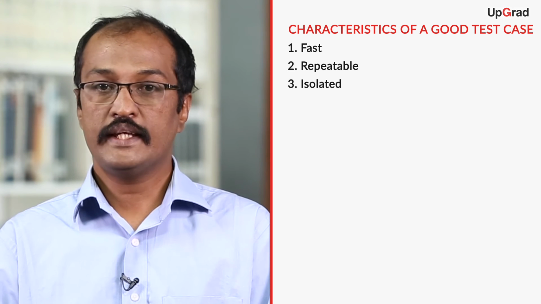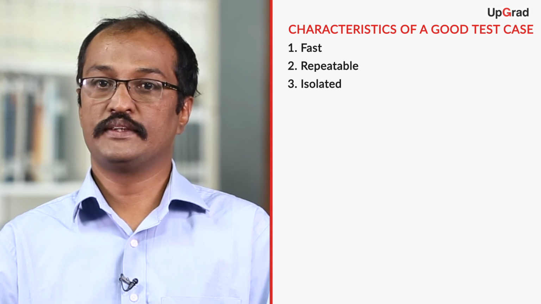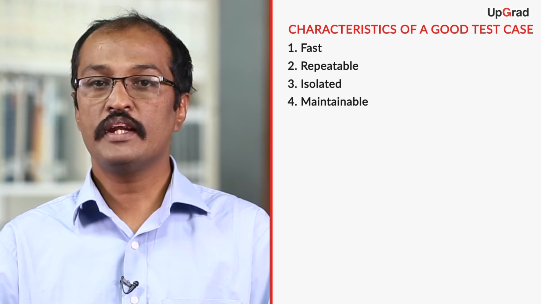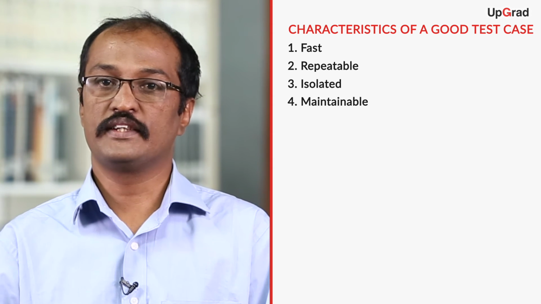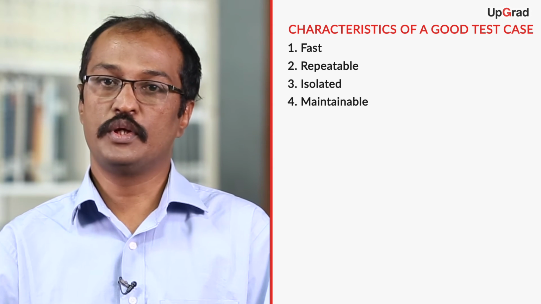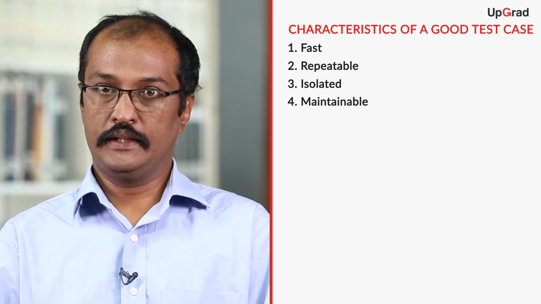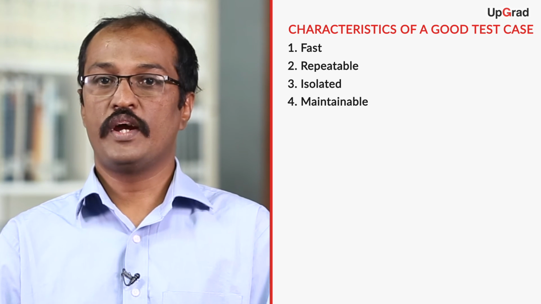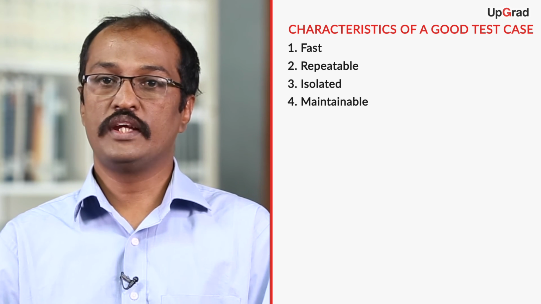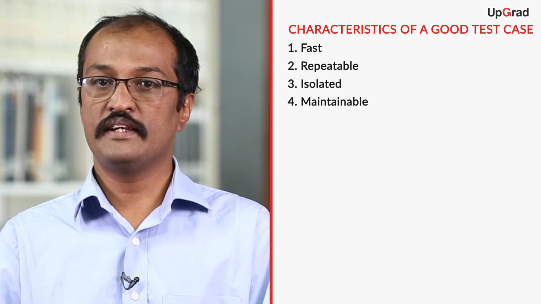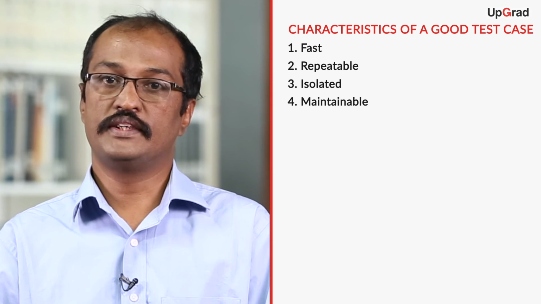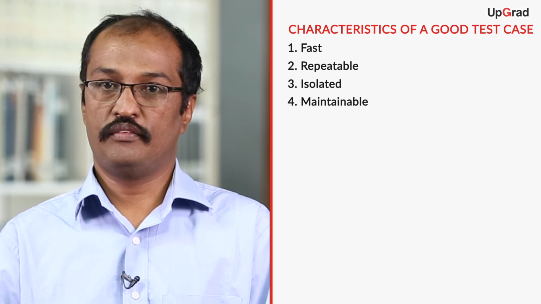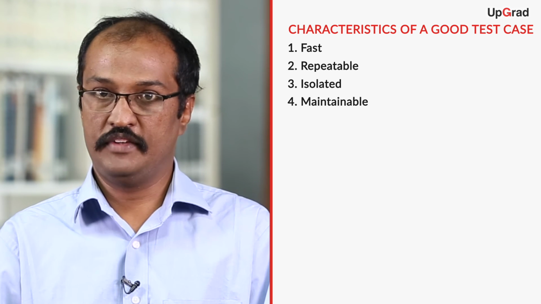The next characteristic is maintainable. By maintainable, we mean that the test cases should do minimal things. The code for the test cases should be minimal, because all that a unit test case does is provide the necessary data and call the method that is being tested. And then once the result is obtained, it just checks the result for desired behavior.